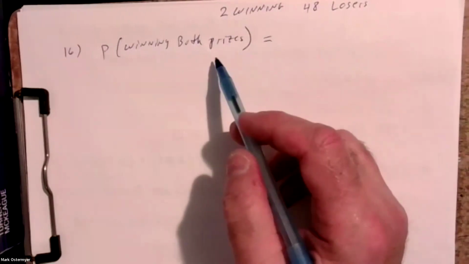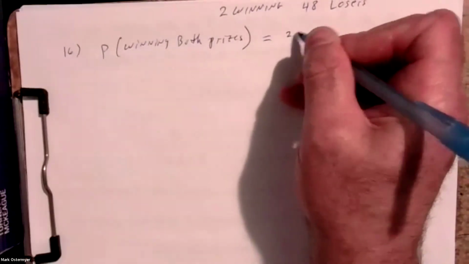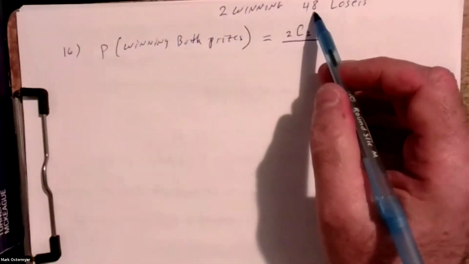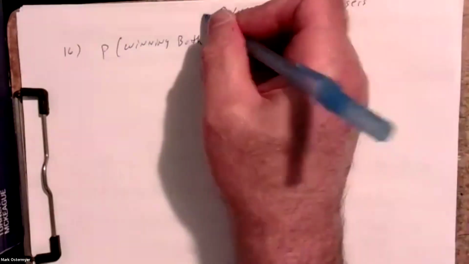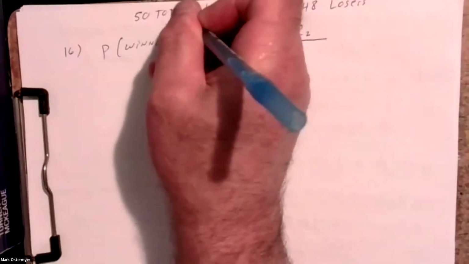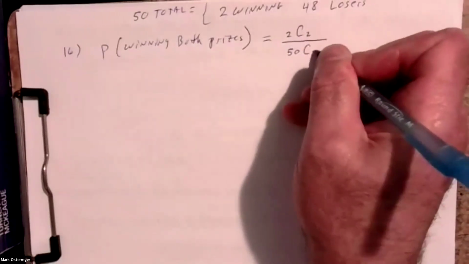So to say that this person wins both prizes is to say that the person wins what? 2 prizes. Well, how many ways can you choose 2 winning prizes from the 2 that are out there available to choose from? If order doesn't matter, that would be 2 in combination with 2 ways. Divided by how many ways could you select 2 tickets from all the tickets that are out there? How many tickets are out there totally? 50 total tickets out there. How many ways can you select or buy 2 tickets from 50 if order doesn't matter? 50 in combination with 2.